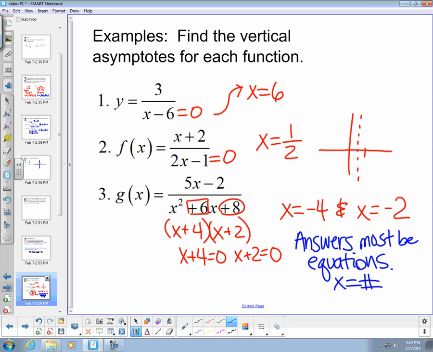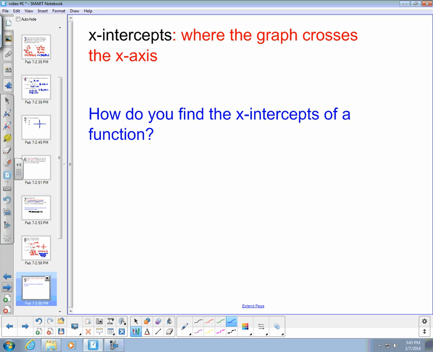Okay, now the next two things we're going to talk about, we have actually talked about before, but we're going to review them, x-intercepts and y-intercepts. The x-intercepts we know are where the graph crosses the x-axis. So if my graph is crossing the x-axis, okay, there's a point on the x-axis, that means my y value must be 0. Okay, so to find the x, we're going to let the y equal 0 and solve for x.